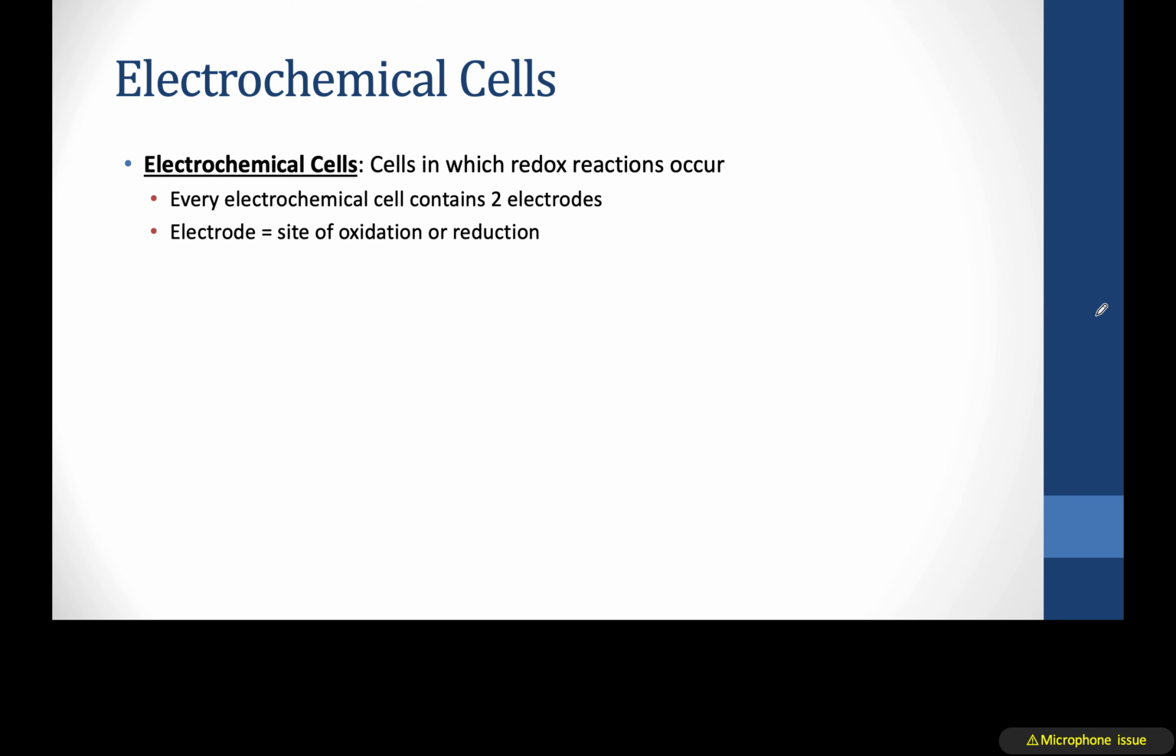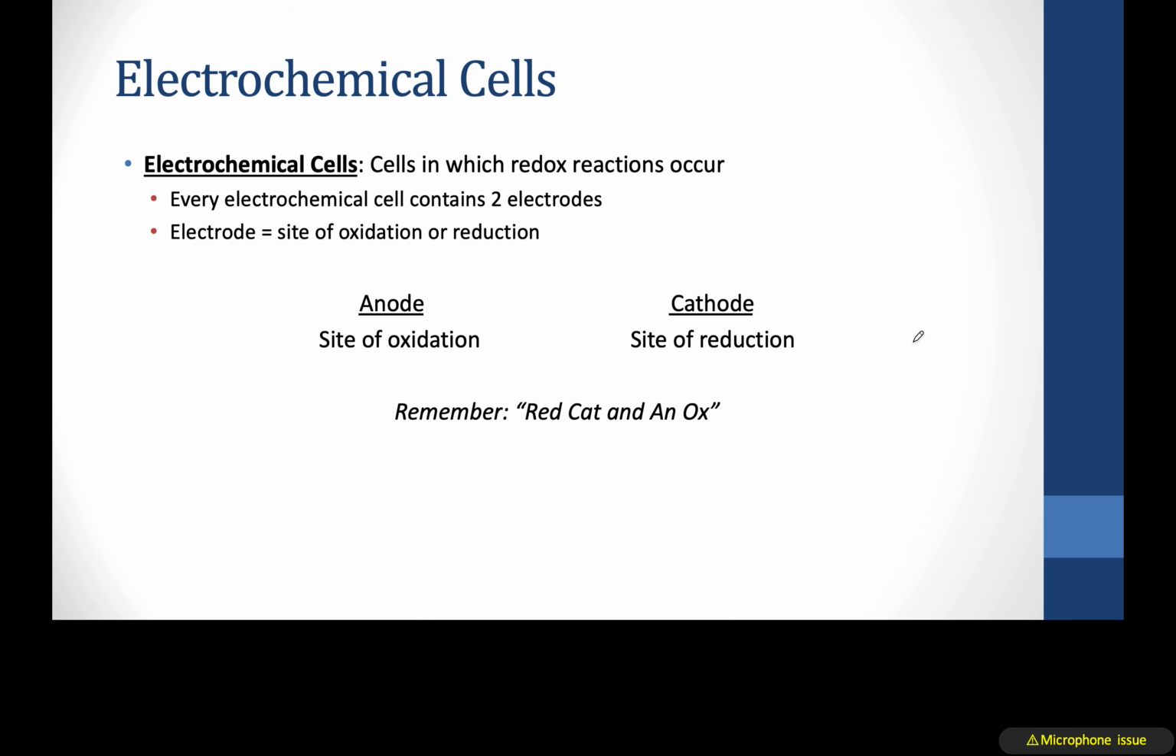And we give these electrodes different names so we know what's happening. One is called the anode and one's called the cathode. The anode is the site of oxidation and the cathode is the site of reduction. And here's how you remember that.